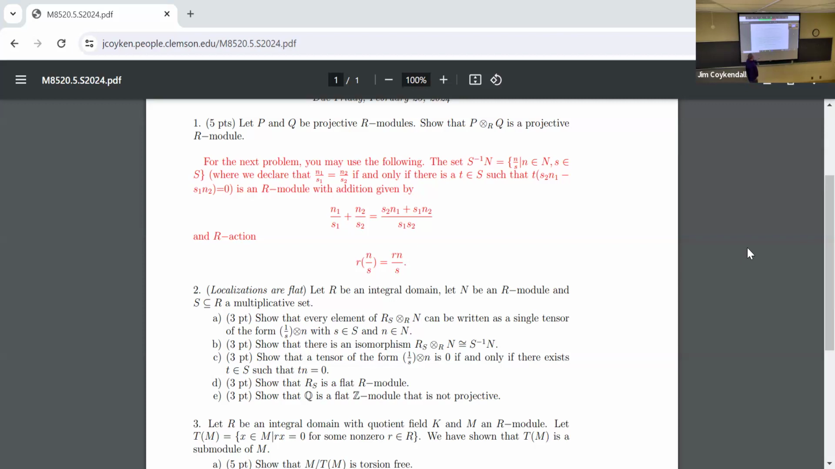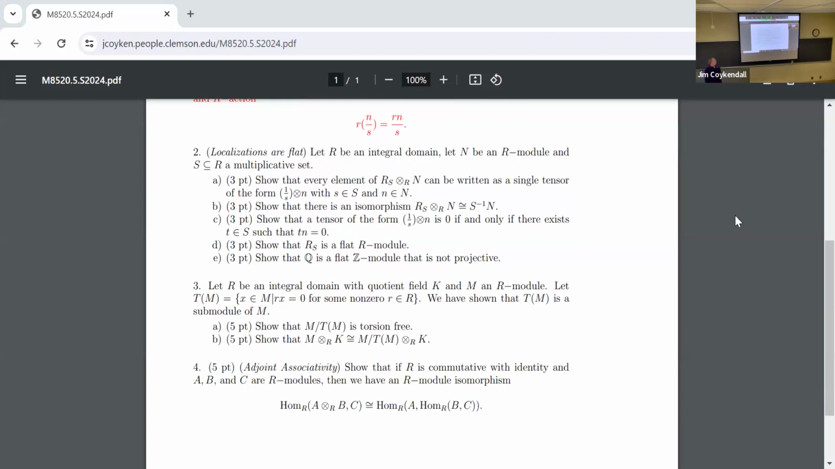And finally, show that Q is a flat Z module, which probably should follow from something earlier, but that it is in fact not projective. So this gives an example of a module that's flat but not projective. Number 3, I think I showed you how to do A the other day, so there's 5 3 points.